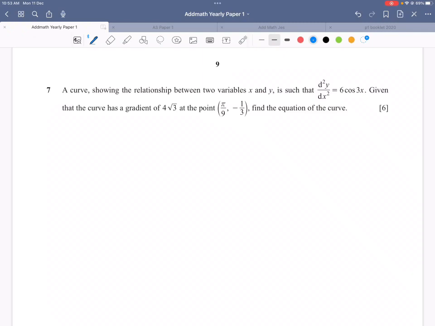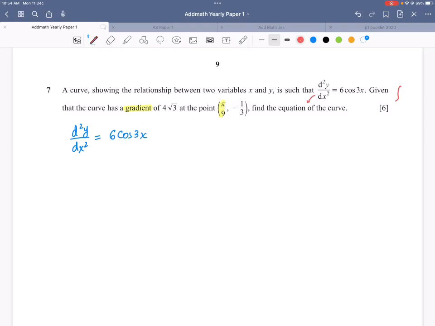Question number 7. A curve showing the relationship between two variables x and y is such that d squared y over dx squared is 6 cos 3x, given that the curve has a gradient of 4 root 3. Now that is an important condition. We have the gradient and we also know the points of x and y. Find the equation of the curve. Keep in mind that whenever you have d squared y and it says equation, that means the question belongs to the topic integration, right? So first we have d squared y over dx squared equals 6 cos 3x.